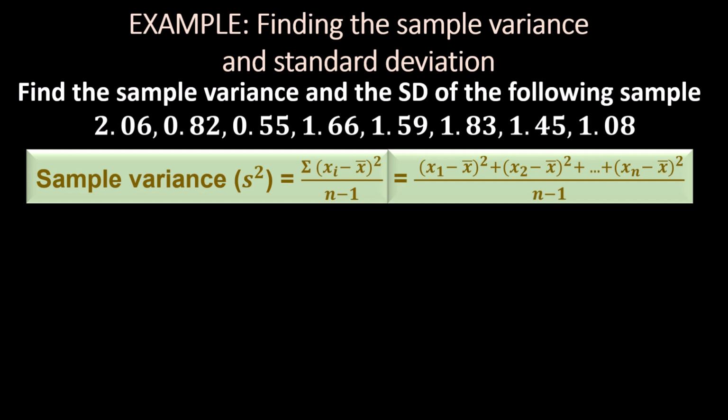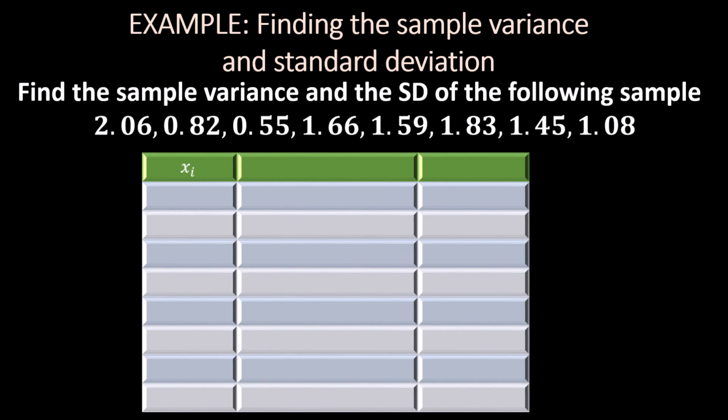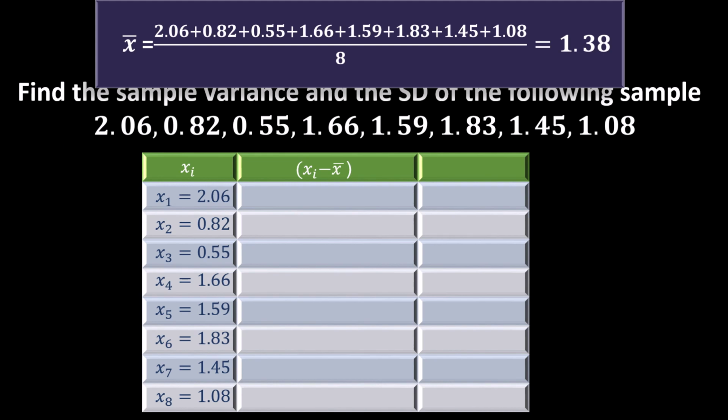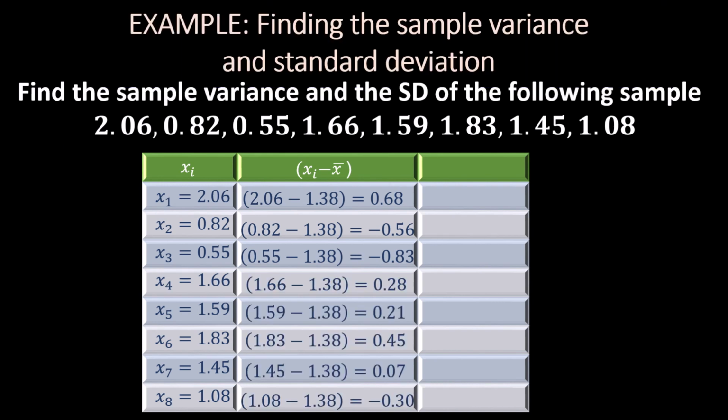So let me create a table for this. I use the first column for the observations. There are 8 observations, therefore x1 to x8. Now the second column I use for the deviation from the mean. To find the deviation, we need to find the x bar. So what is the x bar? Get the summation of the observations and divide by 8. That is 1.38. Now I subtract 1.38 from each observation. That is the deviation from the mean.